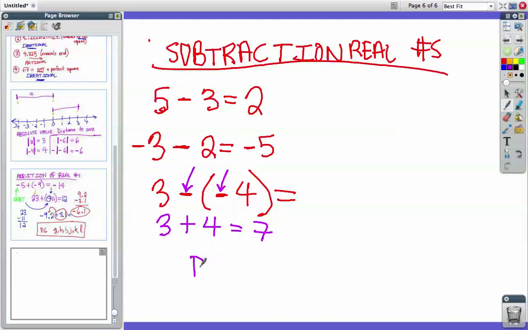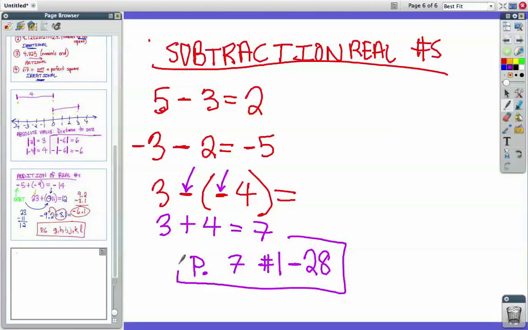So what I want you to do is pause the video, and on your notes, go to page 7, and I want you to try to do numbers 1 through 28. So you're going to do page 7 and do numbers 1 through 28, because you should be ready now to practice these problems, these 1.1 exercises.